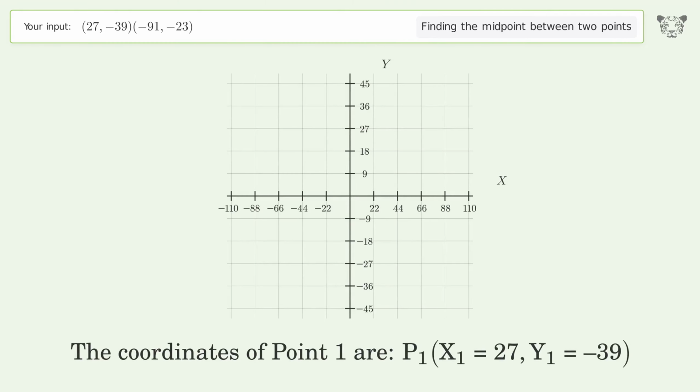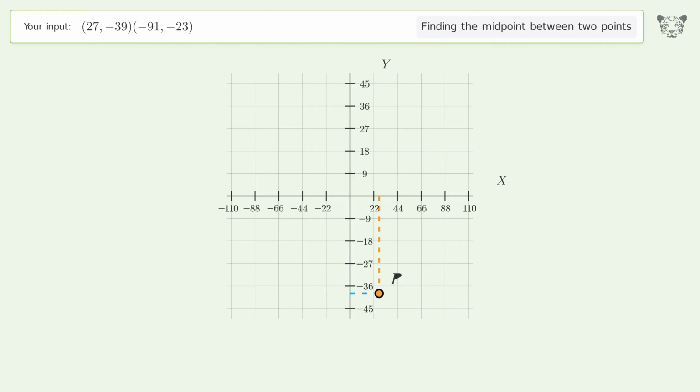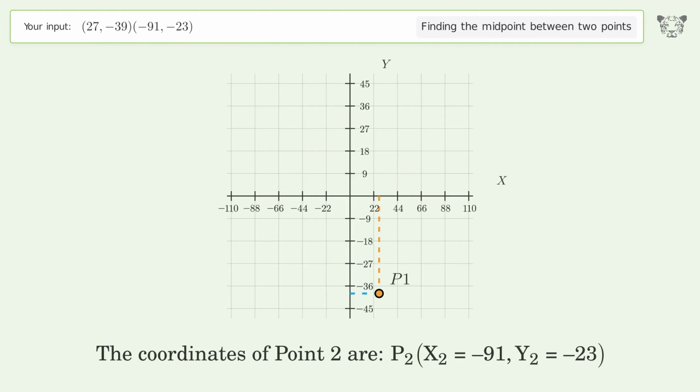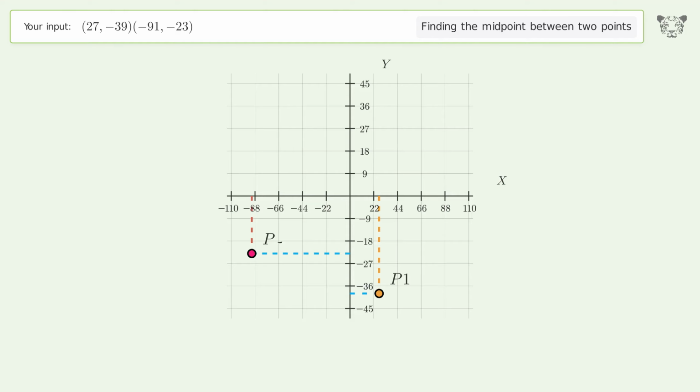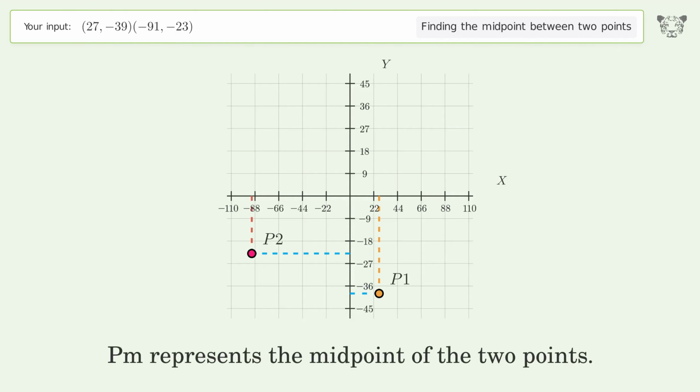The coordinates of point 1 are x1 equals 27, y1 equals -39. The coordinates of point 2 are x2 equals -91, y2 equals -23. PM represents the midpoint of the 2 points.